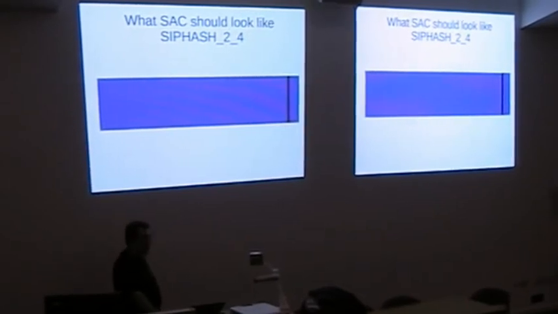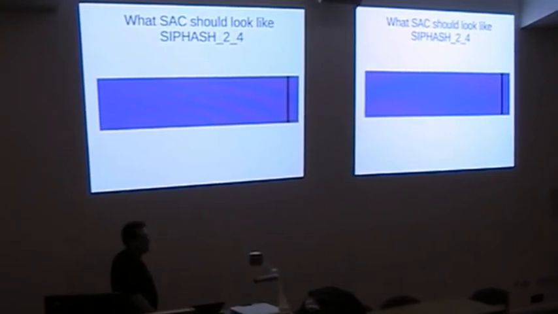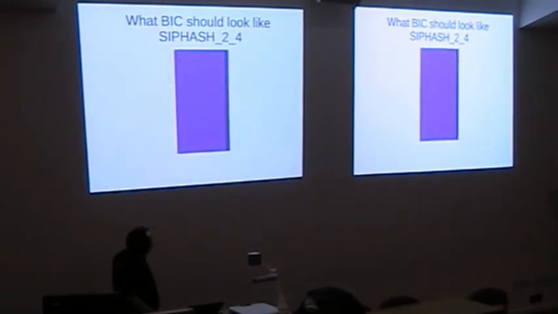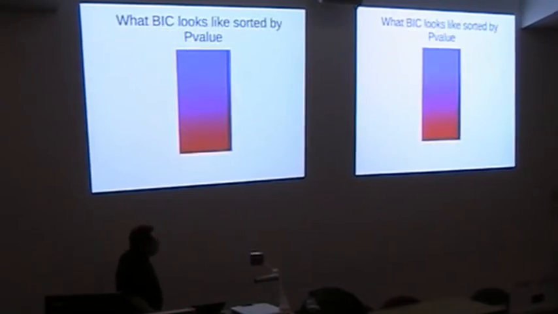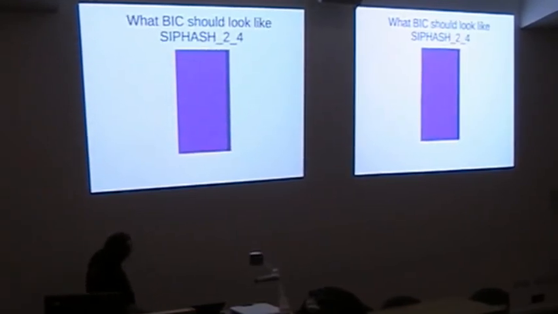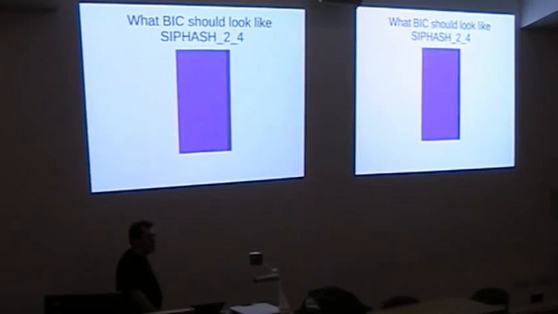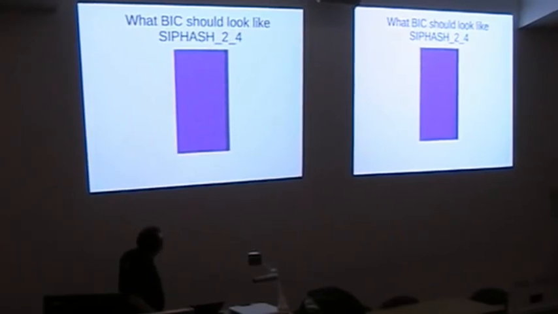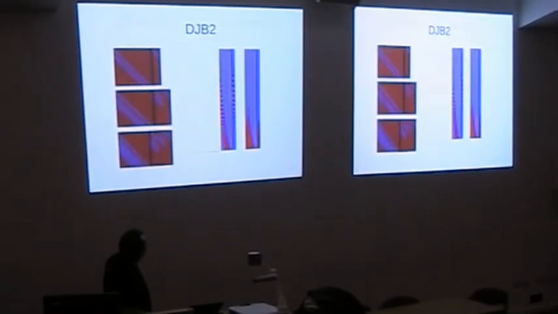SipHash is a cryptographic grade hash function, and as you can see, there's no red whatsoever for the strict avalanche check for SipHash 2-4. And this is the big test for 2-4. As you can see, it's basically 50% blue and 50% red. This is all good. That's 128 bits of data? I can't remember if SipHash is a 64-bit seed. So then if we sort it, we get this nice fade, it's all kind of half and half. So basically that's what a healthy hash function should look like.